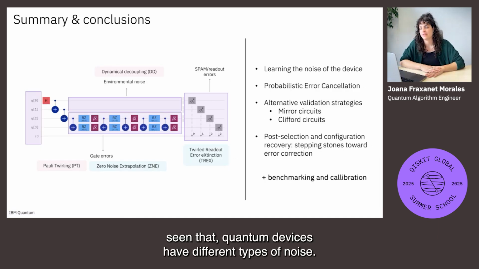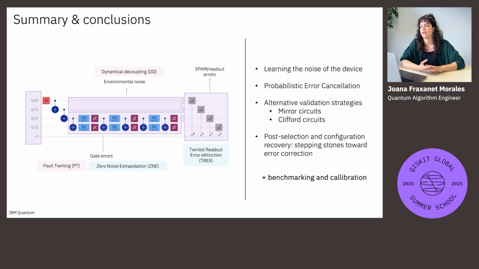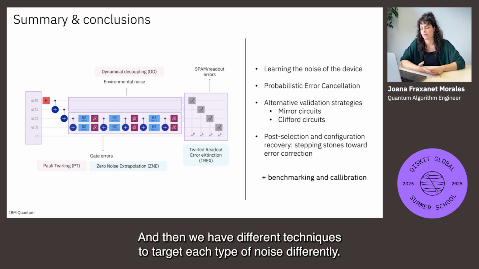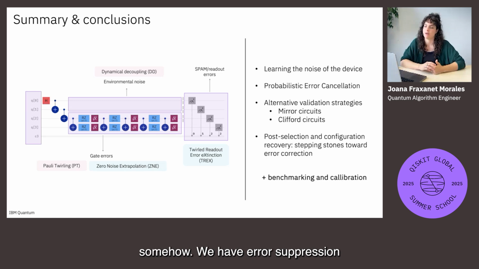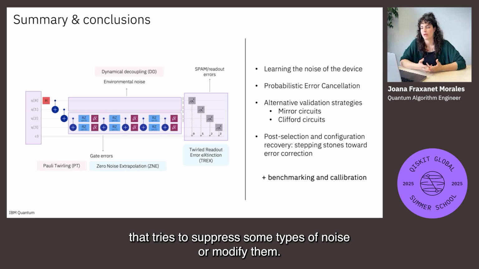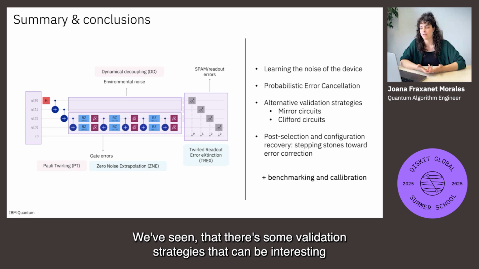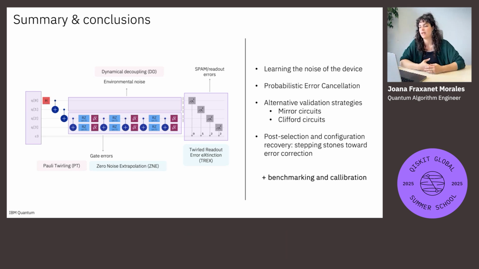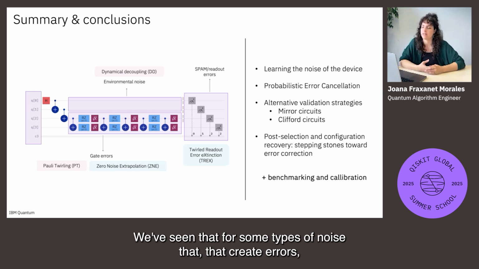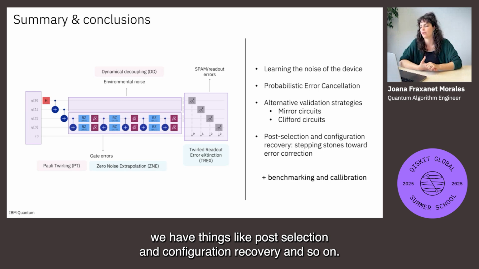So as a summary, we've seen that quantum devices have different types of noise. We've had environmental noise, gate errors, SPAM and readout errors. And then we have different techniques to target each type of noise differently. We have error mitigation that undoes the effect of noise somehow. We have error suppression that tries to suppress some types of noise or modify them. We've seen that there's some validation strategies that can be interesting for certain cases, such as mirror circuits and Clifford circuits. We've seen that for some types of noise that create errors like bit flip errors, we have things like post-selection and configuration recovery and so on.